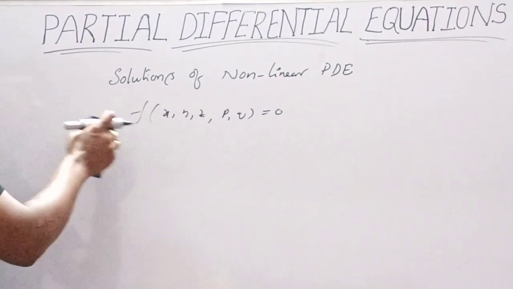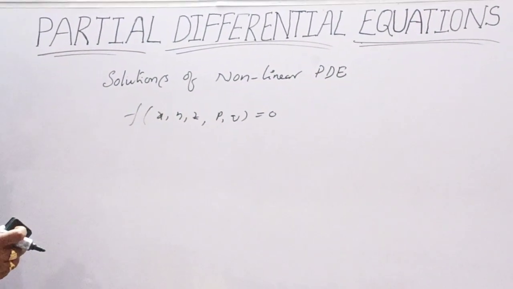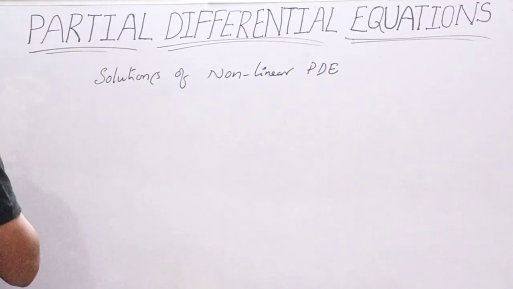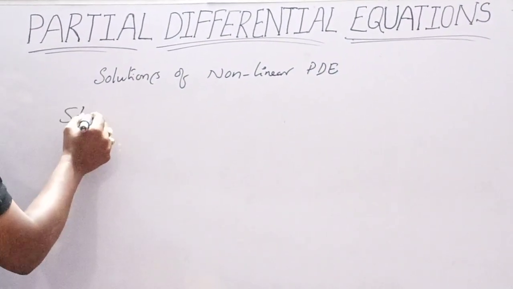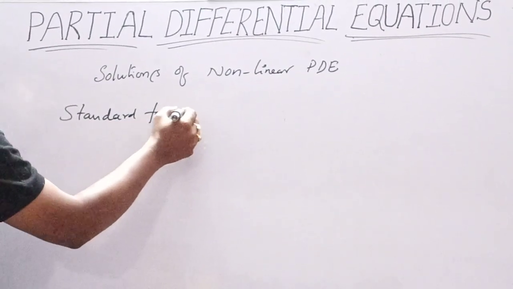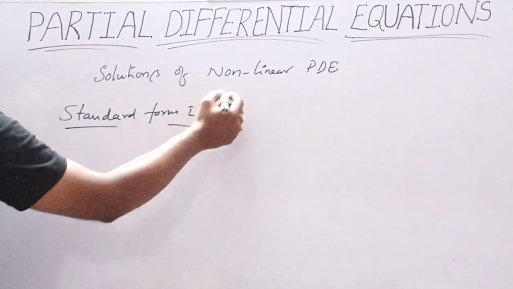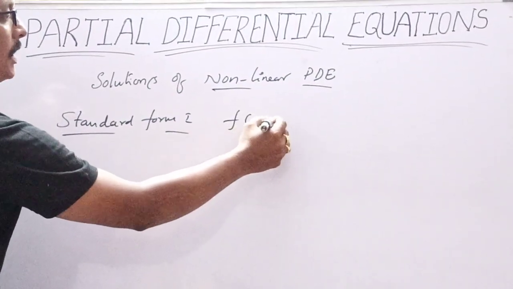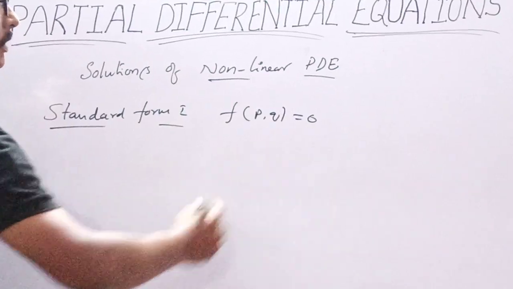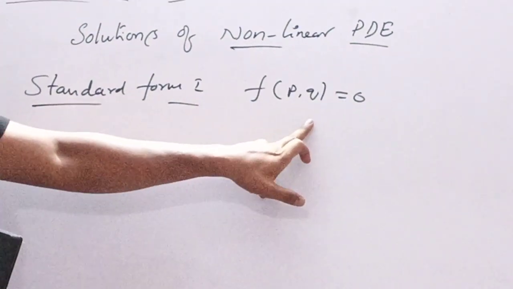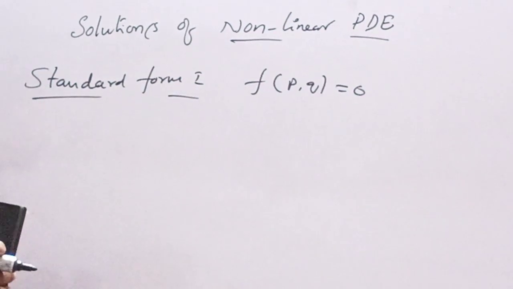Depending on the function, we need to derive the solution. Standard form 1 is the non-linear PDE of the form f(p, q) = 0. That means the equation involves only p and q.